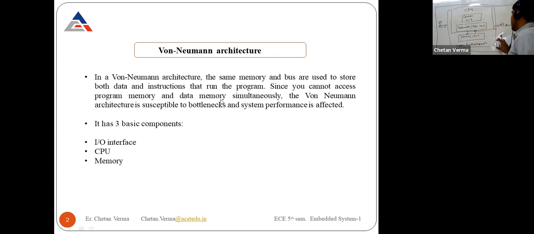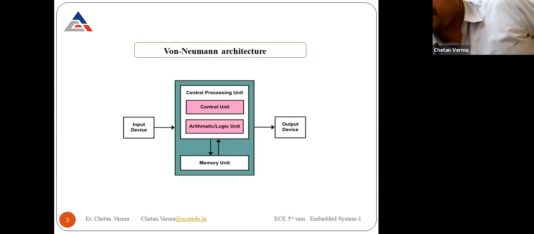Then there is a memory unit, and only a single bus is used for the data and the address. It means that you cannot use program memory and data memory simultaneously, because it uses a single bus at a time. So that is the von Neumann architecture, which includes some basic components.